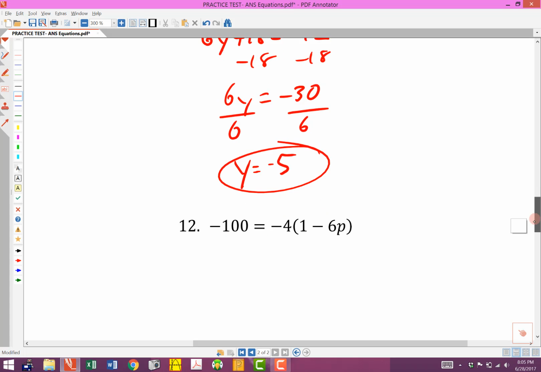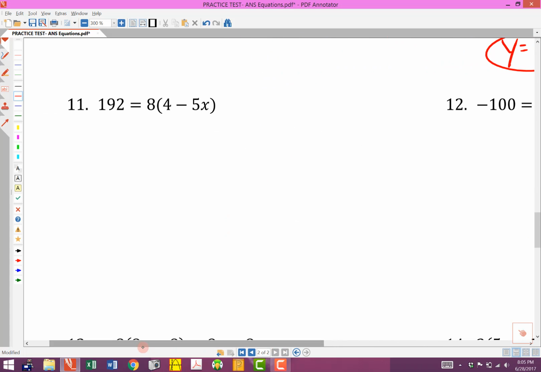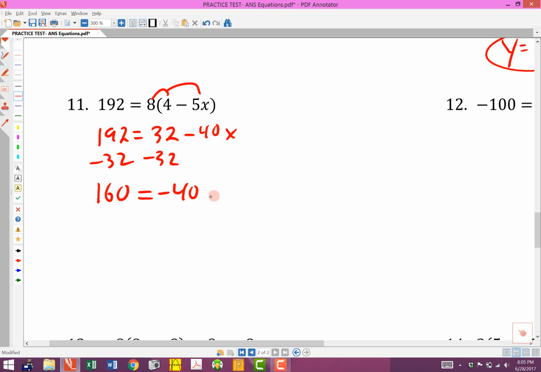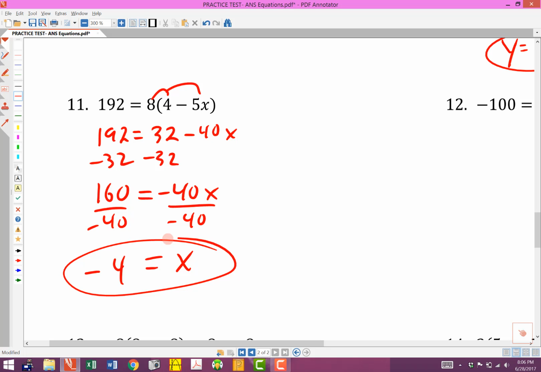Alright, let's see, distribute here. 192, big number there. Let's see how this works out. 32 here. Careful with this one. This is not just negative 5x. We have to multiply by the 8, so this is negative 40x. Isolate that variable term. 160 equals negative 40x. Divide by the negative 40 to undo that multiplication. So we get x on this side. Answer is definitely going to be negative, and then remember you can cancel the zeros, so we're just doing 16 divided by 4, so that's going to be negative 4 for the answer.